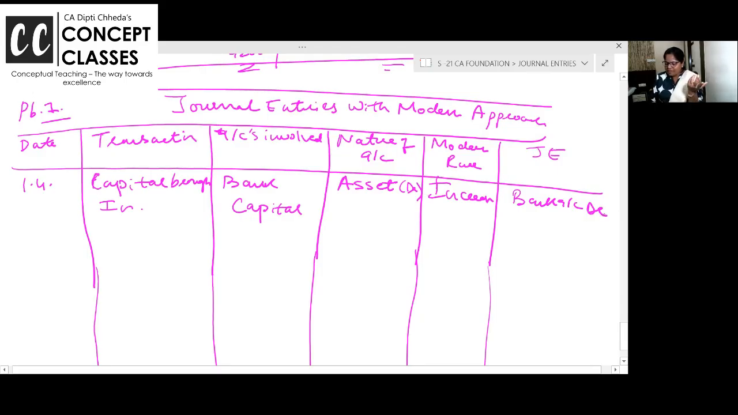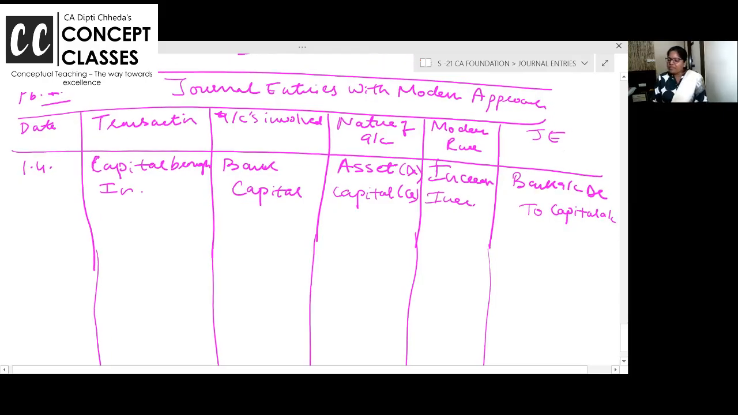Capital. What is the nature of capital? Or you can say credit. The basic nature of capital is credit. More capital you are bringing in, capital is credit. Increase in capital is credit. So bank account debit to capital account. Is my speed fine? 1st April, 2nd April.